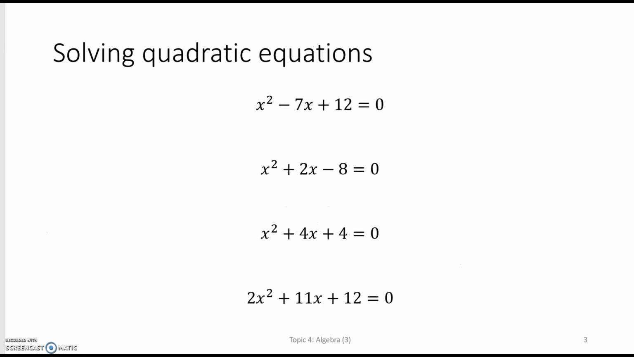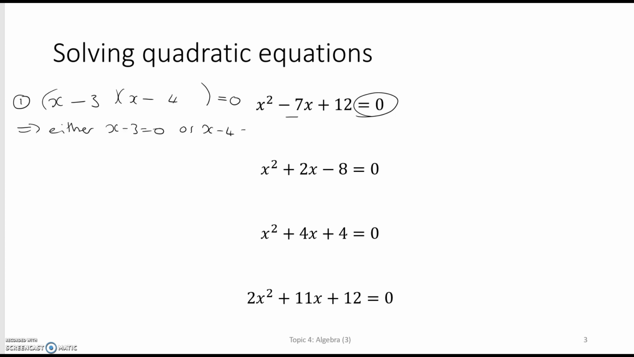All we need to do first is to factorize. So let's look at number 1. We can factorize that. We need two numbers that add to make -7 and multiply to make +12. How about -3 and -4? And that's equal to 0. Remember, we can't solve it unless it's equal to something. If it's equal to 0, now we can say that either x minus 3 equals 0 or x minus 4 equals 0. And they're now linear equations we can solve. X equals 3 or x equals 4.